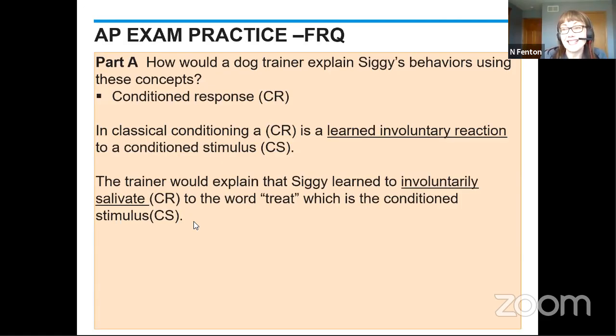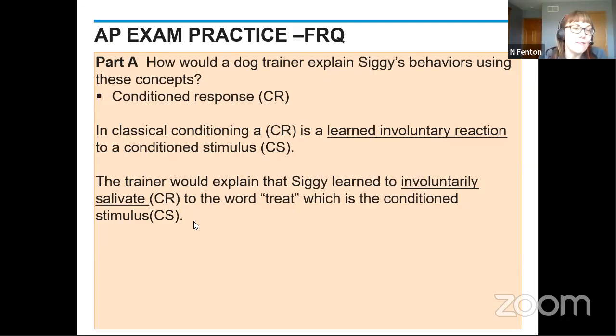Now, if you said he was excited and his heart started racing when he saw the postal carrier, or he was afraid when he saw the postal carrier, so if you use an emotion or an involuntary physiological response, then that would be okay. Here I have underlined the key part. You have to have a learned involuntary reaction, versus an unconditioned response, where it's unlearned.